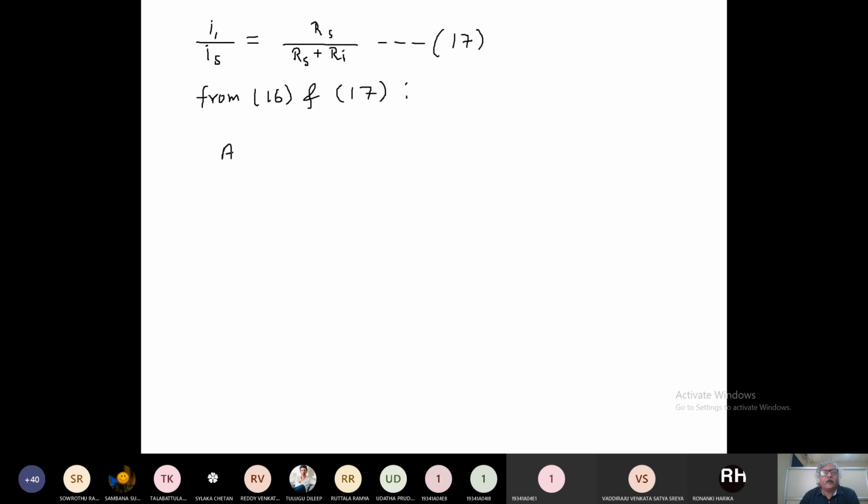What do we get? Overall current gain is equal to the internal current gain multiplied by RS by RS plus RI. This is my expression number 18.